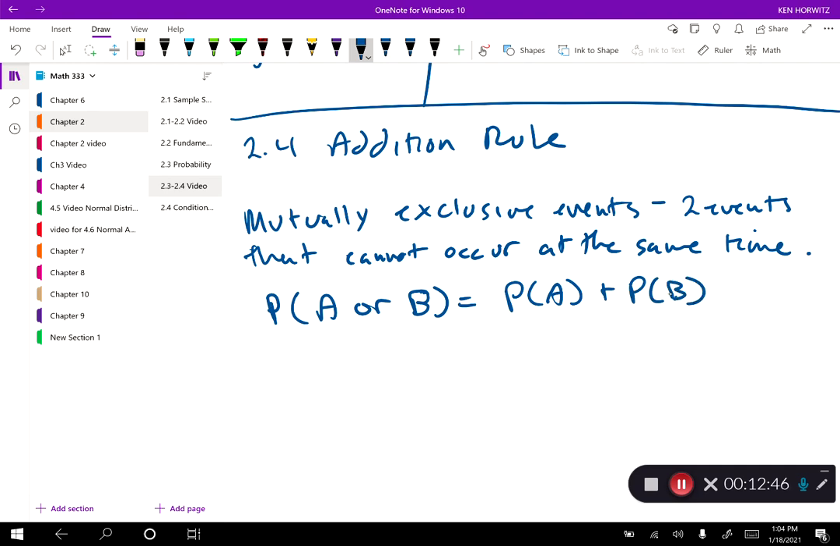So in our example of flipping a coin, if A was heads and B was tails, and we wanted to know the probability of getting a head or a tail, the probability of getting a head would be 1/2. Two outcomes, one of them is heads. Probability of getting a tail, same two outcomes, but one of them is tails. We're pretty much guaranteed to get a head or a tail. There is no third possibility. 1/2 plus 1/2 equals 1. And just to state for the record, if an event is guaranteed to happen, that probability is always equal to 1.